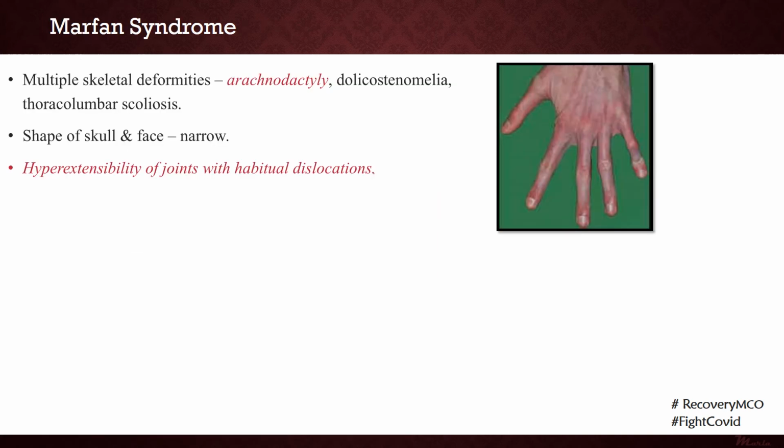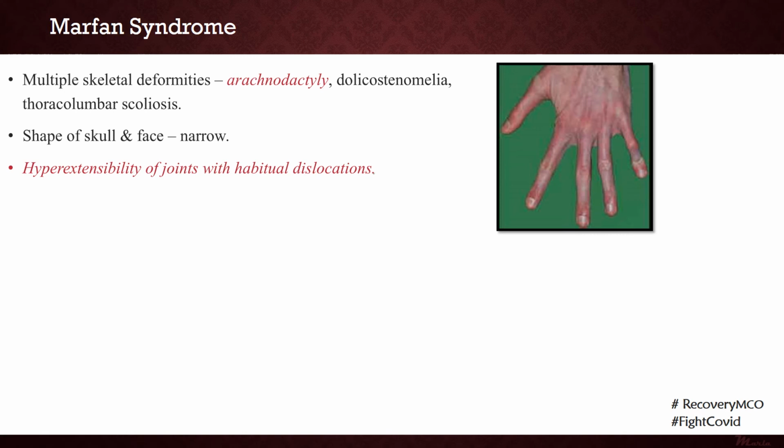The next genetic lesion involving the bone is Marfan syndrome. This lesion results in multiple skeletal deformities. There is arachnodactyly, that is elongated fingers. Other skeletal deformities may be seen involving the face, such that the shape of the skull and face is narrow.